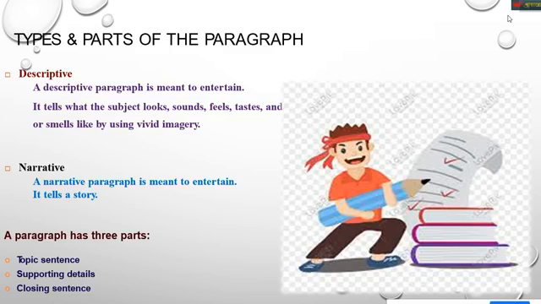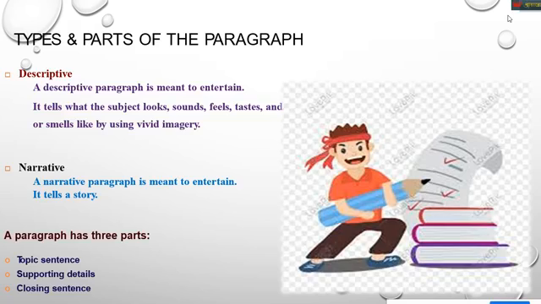And you see types and parts of the paragraph. In my last two lectures, I talked a lot about the types and parts of the paragraph. I want to skip that and give a short brief. You know what a descriptive paragraph is, what a narrative paragraph is. A narrative paragraph is meant to entertain. It tells a story, simply it tells a story, okay?